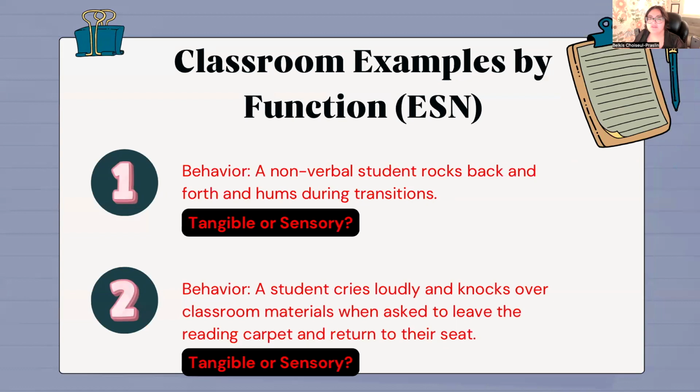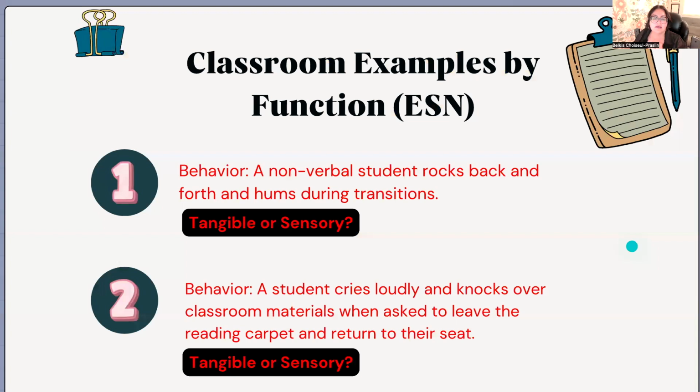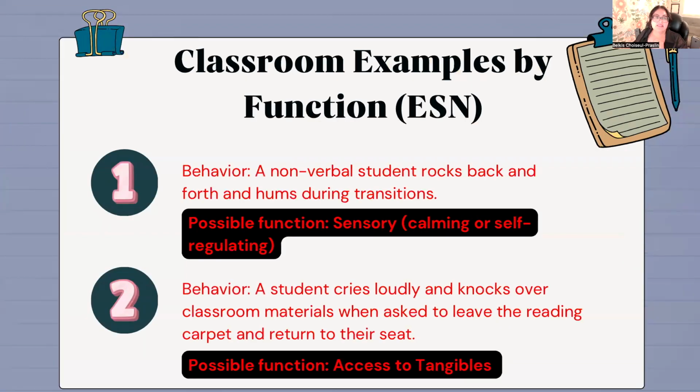Try to match the function to the behavior using a few examples from classrooms that serve students with extensive support needs. In the first example, we have a nonverbal student who rocks back and forth and hums during transitions. The possible function for this behavior is sensory. It's calming or self-regulatory. This is a pretty classic example of sensory or automatic behavior.